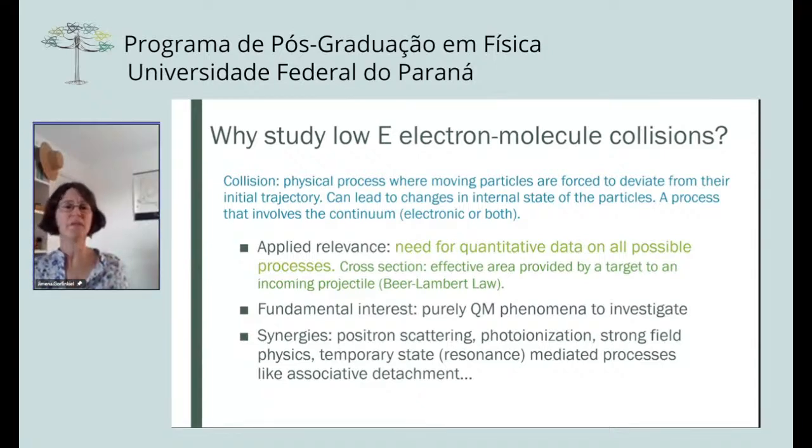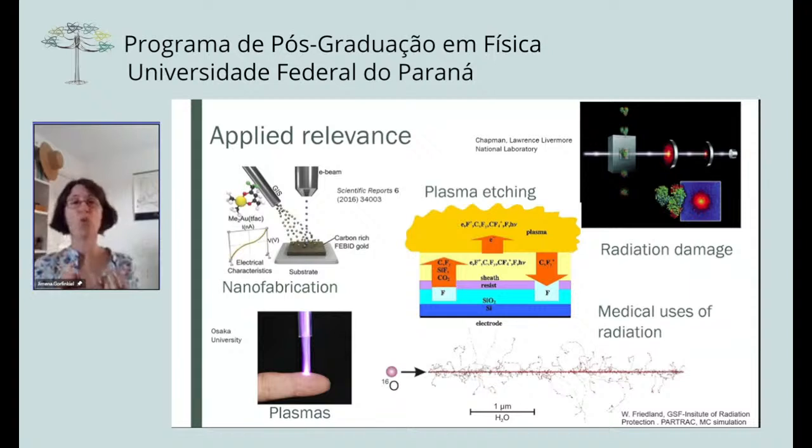So let me briefly tell you about the applied relevance of these cross-sections, or these data. Wherever you have a plasma, you're likely to have free electrons and molecules. So wherever you use plasmas, for example, when you make microchips with plasma etching, or when you make other small things with nanofabrication, for example, with focused electron beam induced deposition, or if you use plasmas for medical purposes, if you want to model this, you need cross-section information.